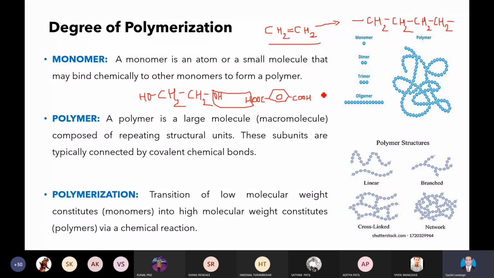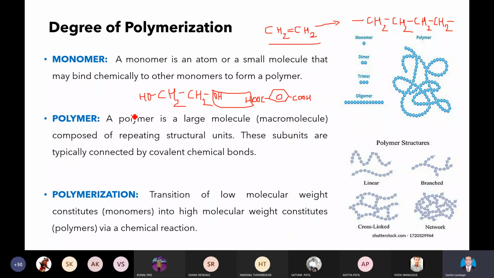But in case of a natural fiber, for example cotton, the beta glucosidic unit will be our monomer. And the continuous chain of the beta glucosidic unit that we are going to get is a polymer, and we are using the term cellulose over there.